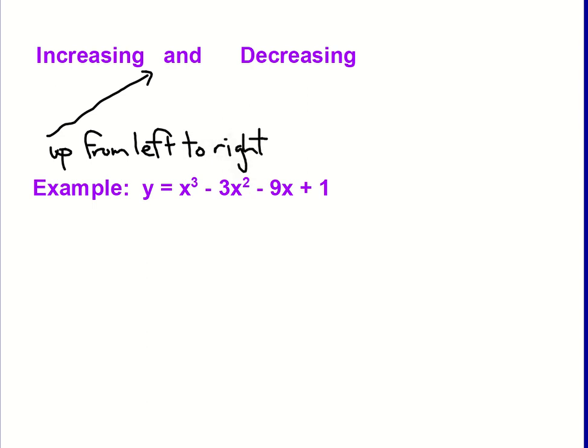That's how we read a book. We read words on a page. As long as you're reading in English, you're reading from left to right. And so that would be increasing, which means that it's moving up from left to right. Decreasing means that it's moving down, again, from left to right. So you've got to always remember to think about going left to right and not the other way around.